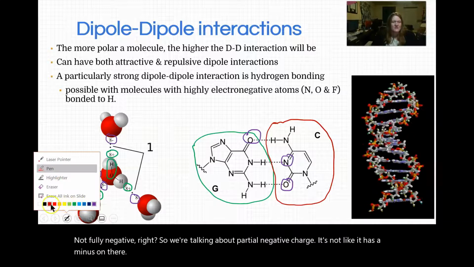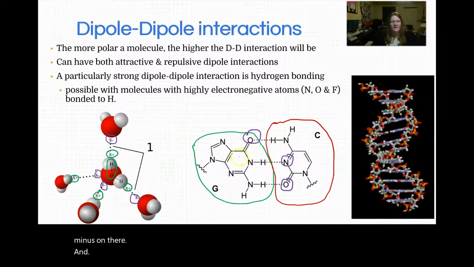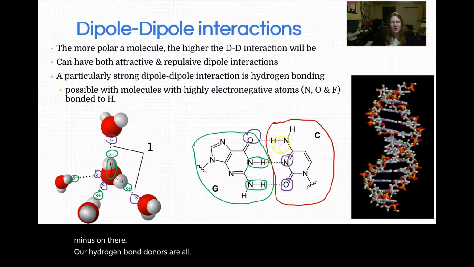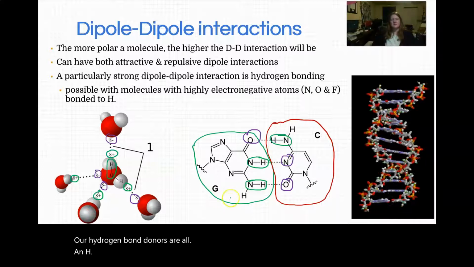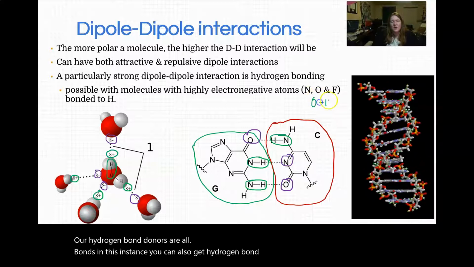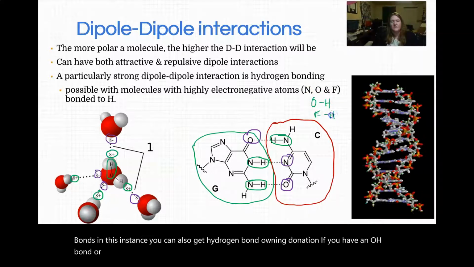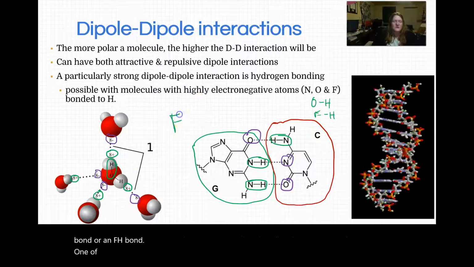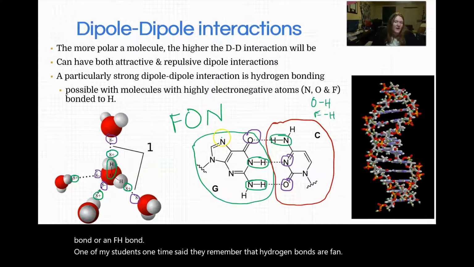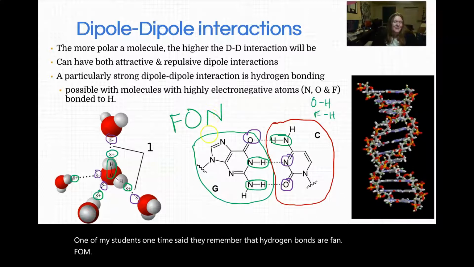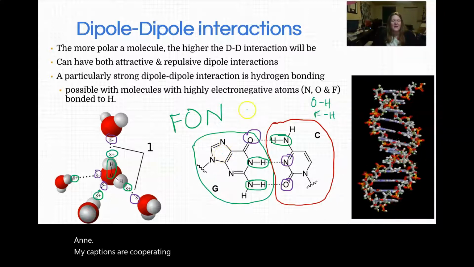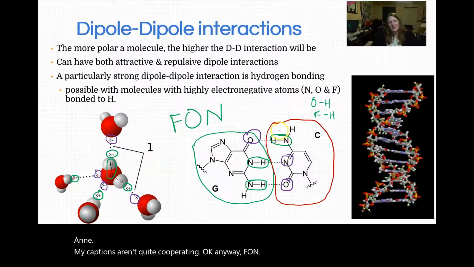And our hydrogen bond donors are all NH bonds in this instance. You can also get hydrogen bond donation if you have an OH bond or an FH bond. One of my students one time said they remember that hydrogen bonds are fun. F-O-N. My captions aren't cooperating. Okay, anyway. F-O-N. Fluorine, oxygen, and nitrogen.